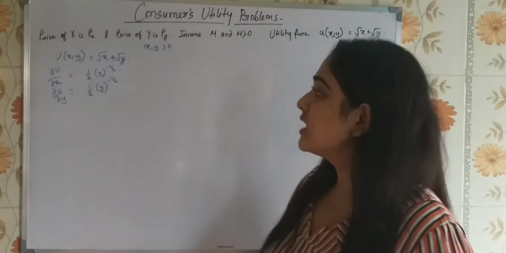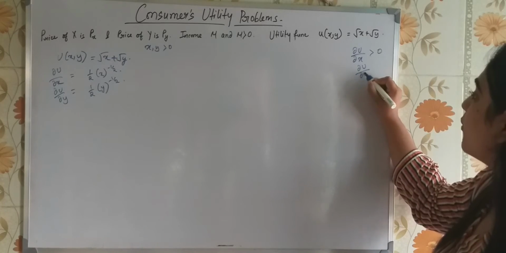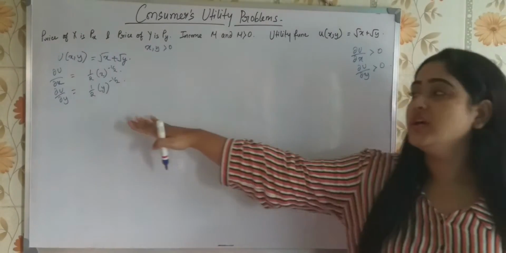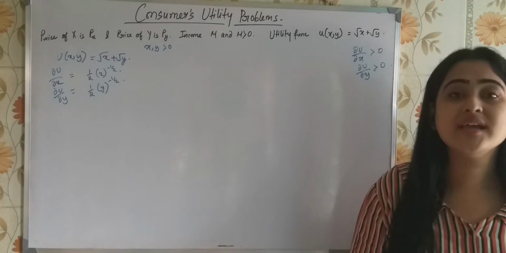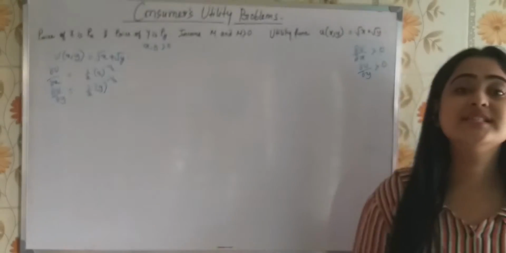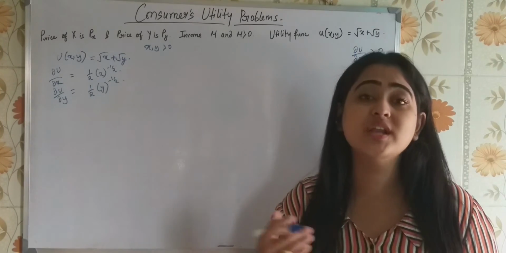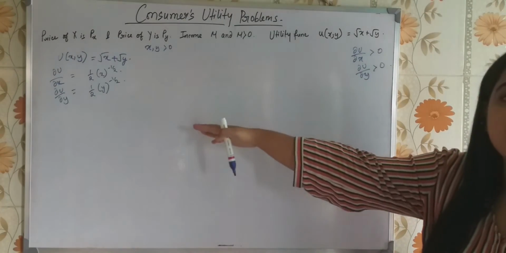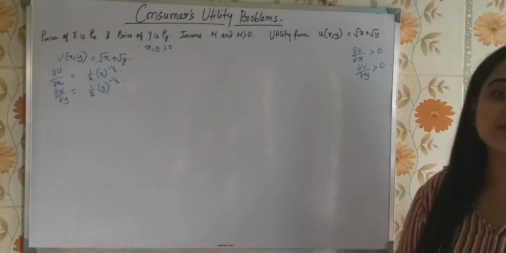Now for both of these cases, del u by del x is greater than 0 and del u by del y is greater than 0. What does this imply? Whenever the first order condition or the first partial differentiation is greater than 0, it implies that the utility function is an increasing function. So if the question asks what kind of utility function this is, you will have to find the first order differentiation. You get it greater than 0, no negative sign. That means it's an increasing function.